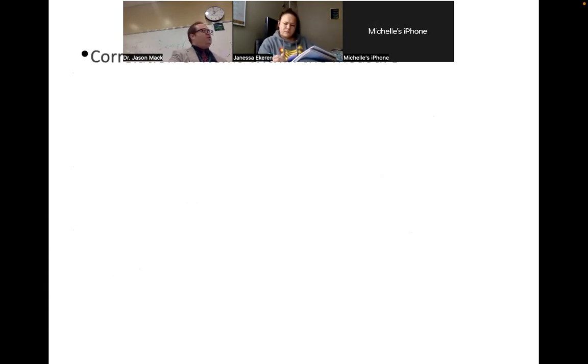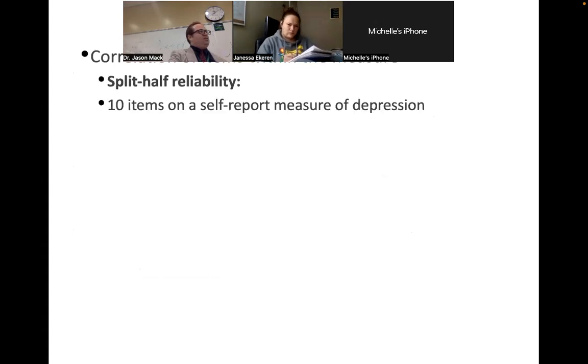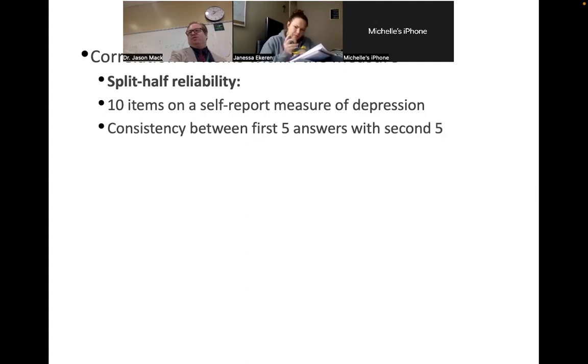Inter-item reliability, correlations of items in the measure, split half reliability. Say you have 10 items on a self-report measure of depression: consistency between the first 5 answers and the second 5 answers, that's what split half reliability is. You take the first 5, see what the consistency looks like, do the second 5, and then see if there's consistency between those two.